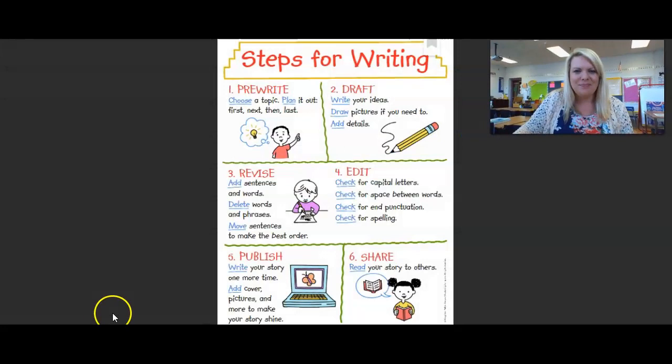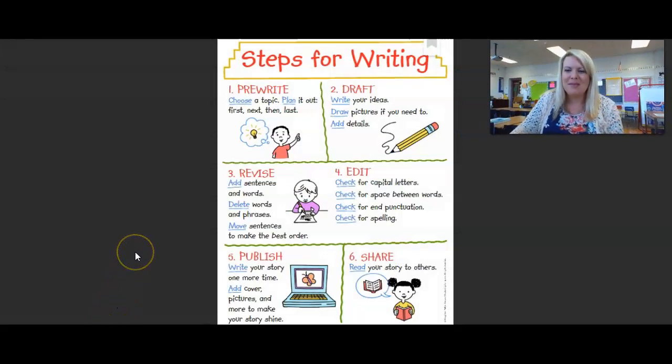Today in our writing, we're going to be focusing on editing and revising our work that we have already accomplished. Our goals today are to edit writing to improve our grammar, and then to edit writing to improve our punctuation. So we are going to get started right away on our lesson.